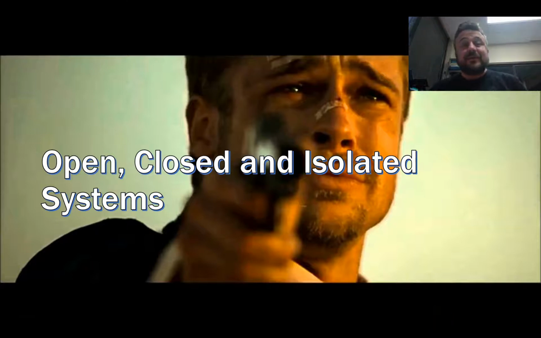G'day chemists. So today we're going to look at the differences between open, closed and isolated systems and how that affects equilibrium or systems moving towards equilibrium.